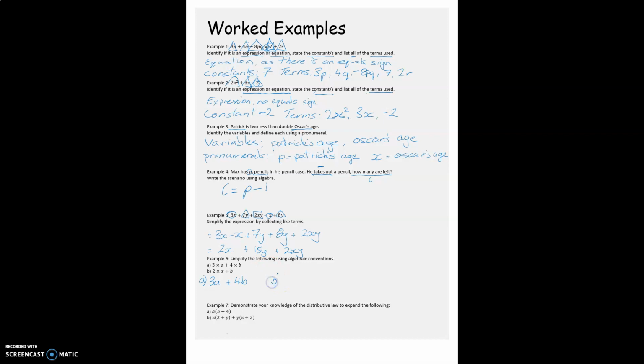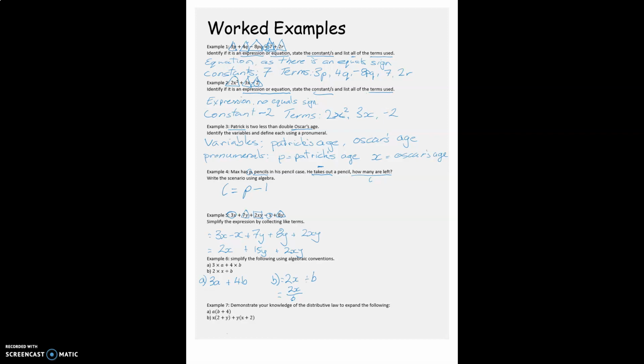In the example of B, here we've got 2 times x divided by b. In the first step, I could get rid of the times symbol between the 2 and the pronumeral x, so that would leave me with 2x divided by b. In the second line of working, I would get rid of the division sign and express this as a fraction. You'll notice that these conventions are outlined on the conventions page in the PowerPoint, so make sure you've gone over that before you start this worksheet. So I have 2x over b.